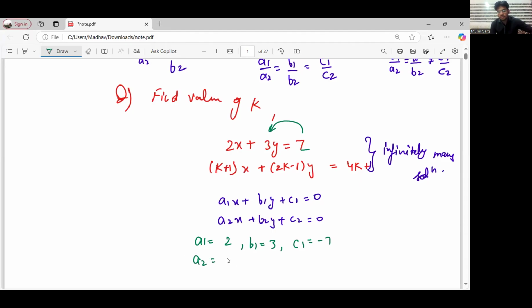a2 will be what? a2 is the coefficient of x in the second equation. It's going to be k plus 1. b2 is the coefficient of y, so it's going to be 2k minus 1. And finally, c2 is going to be minus (4k plus 1), because if you take this 4k plus 1 to the left hand side, it would be negative.